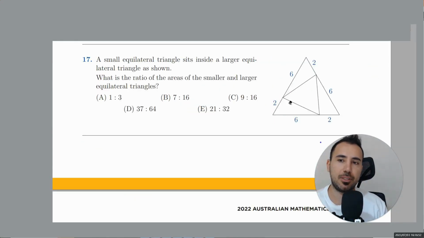Okay, let's do question 17. A small equilateral triangle sits inside a larger equilateral triangle as shown. What is the ratio of the areas of the smaller and larger equilateral triangles? Well, we know that this is 60 degrees. This is also 60, this is also, and this is also.